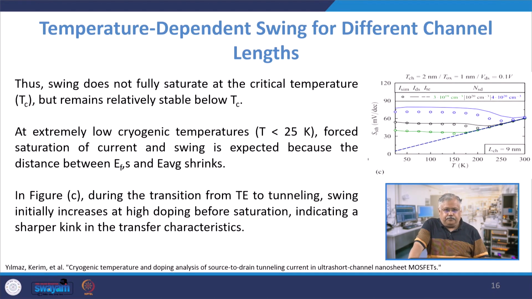Now, let us look at the temperature dependent subthreshold swings for different channel lengths. The same discussion follows for 9 nanometer. At extremely low cryogenic temperature, when temperature is less than 25 Kelvin, saturation current and swings are forced to saturate, because the E average and EFS distance are very small and therefore they tend to average out. That is shown at this particular point, where you can see all these graphs are almost becoming saturated at very low values of temperature.